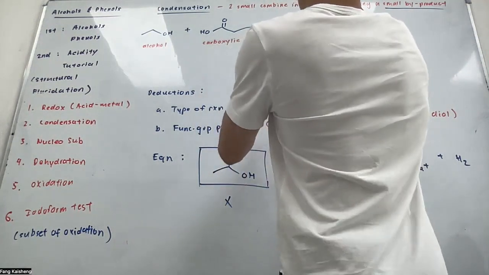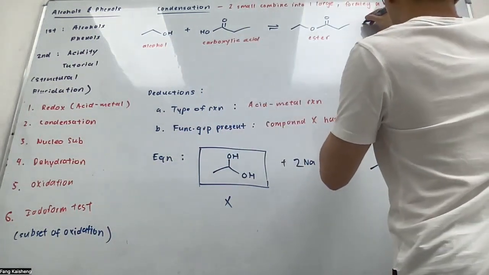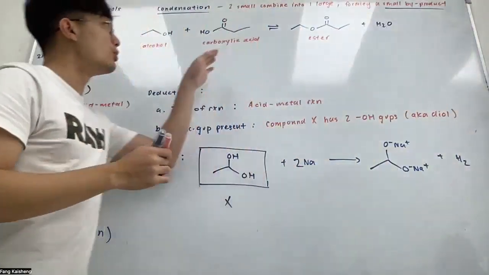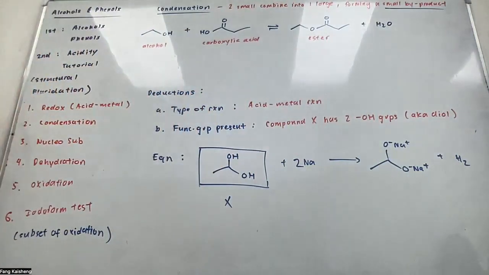Okay, this is an ester, but main thing is that you form a small byproduct called water. So guys, just take a look, right? Two small molecules combine to form one big molecule. Can you see that? But at the same time, you form a small byproduct called water. The main thing is to know, right? How do you form the water?